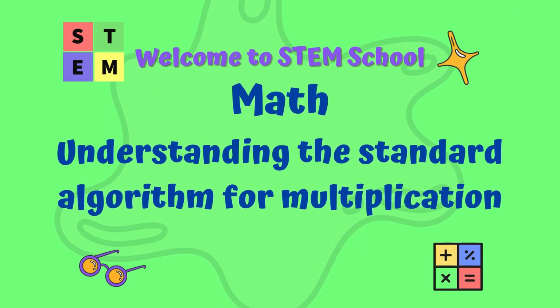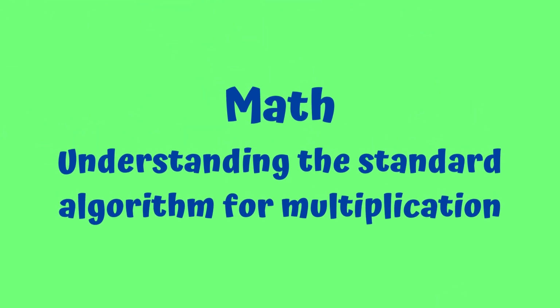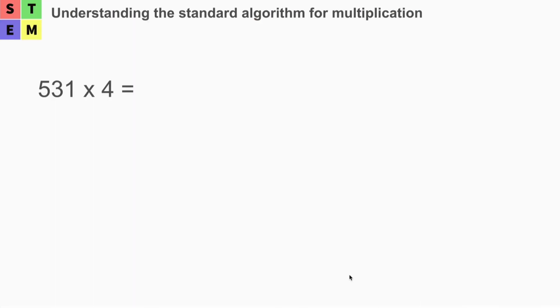In this lesson, we are going to understand the standard algorithm for multiplication. Now, let's take a look at what we have here. Our first example is 531 times 4. That's quite simple.